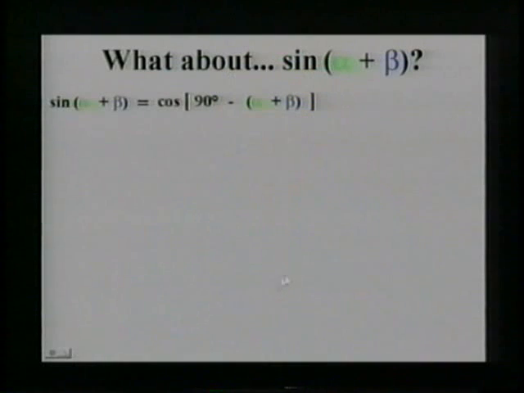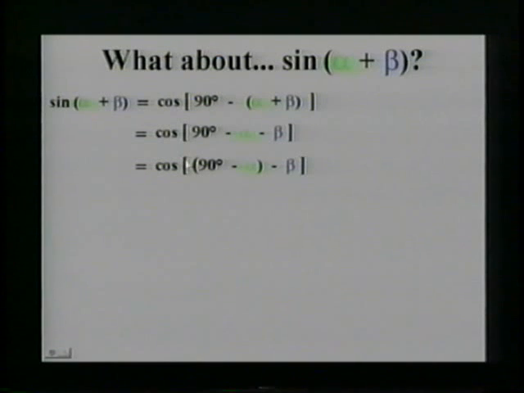The sine of the angle we're using here, alpha plus beta, is the same as the cosine of 90 minus (alpha plus beta). Well, let's see. Cosine of 90 minus (alpha plus beta) is the cosine of 90 minus alpha, distributing this, minus beta. So we have two angles subtracted, one of them being 90 minus alpha and the other one being beta.